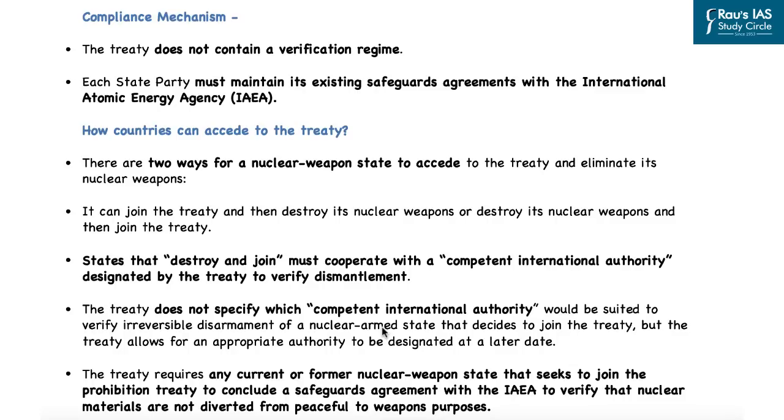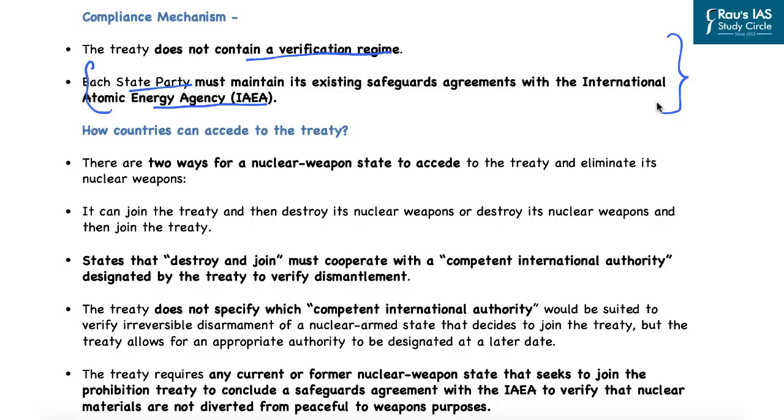Now, as far as the compliance mechanism related to TPNW is concerned, we are aware that for NPT, the International Atomic Energy Agency is the one which verifies the compliance of the non-nuclear weapon states with their commitments under the NPT. However, this treaty TPNW does not contain a verification regime, and it loosely states that each state party must maintain its existing safeguard agreements with the International Atomic Energy Agency. So it does not clearly highlight the verification regime related to the compliance of the member countries with the TPNW.